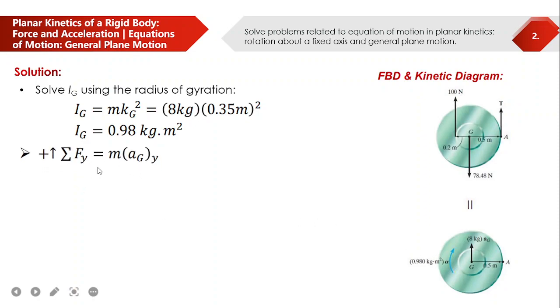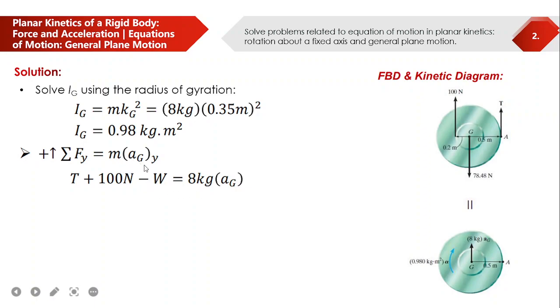The summation of all the forces along Y is equal to mass times A sub G in the Y direction. That will be the tension of the cord plus 100 Newton minus the weight. These are the vertical forces acting on our body: the tension, 100 Newton, and the weight. We assume the positive sense is upward, so the tension is upward and positive, the 100 Newton is upward and positive, and since the weight is downward, it is negative.